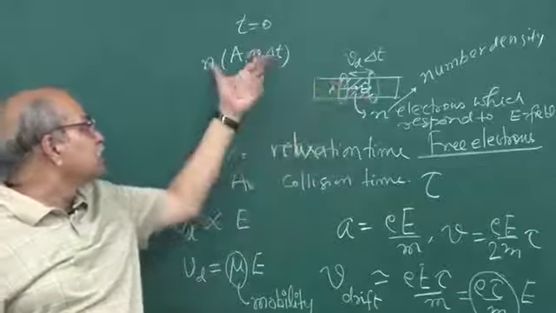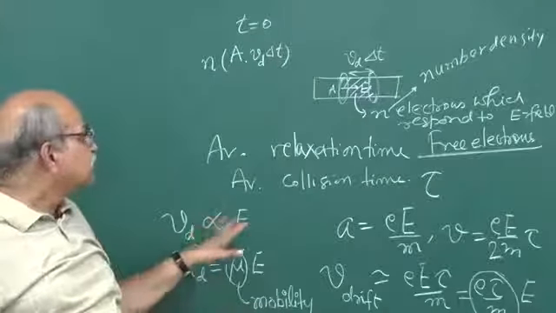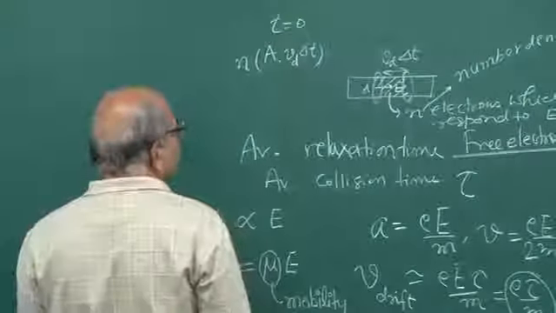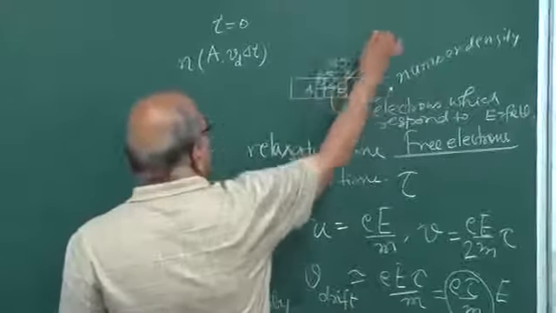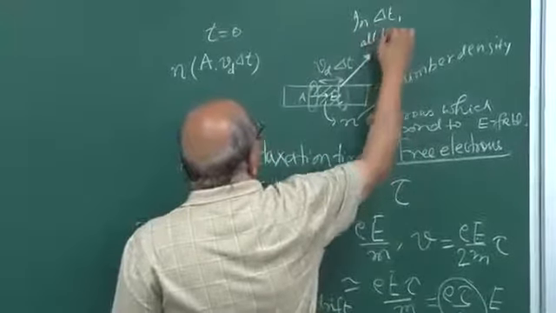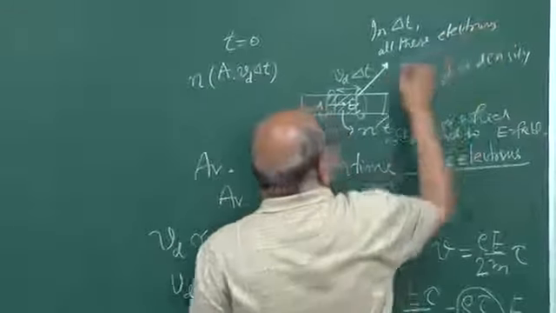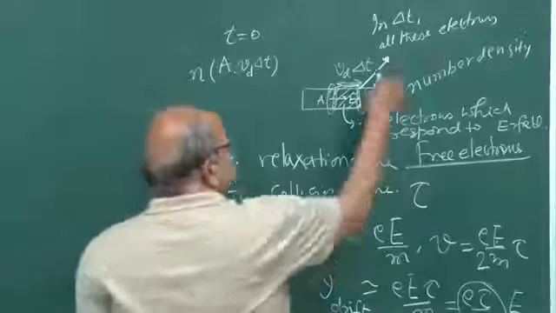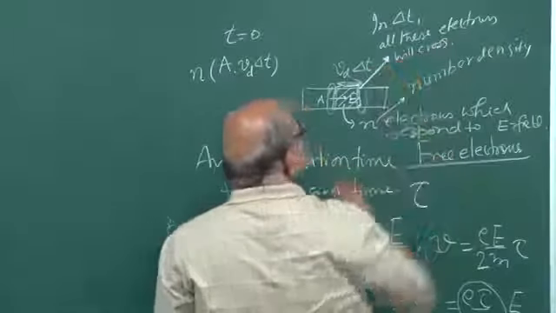These many electrons have achieved this drift velocity. And all these are going to cross this cross section here in time delta t. So in time delta t, all these electrons, which electrons? The electrons which are here, in this volume, that means these electrons will cross this cross section.